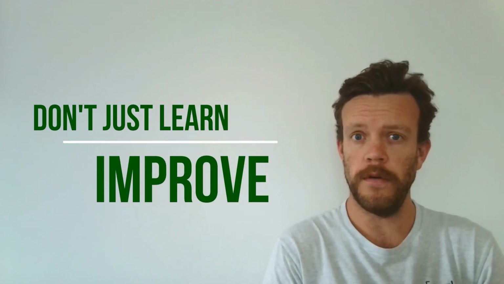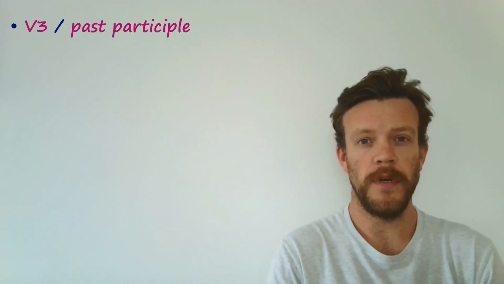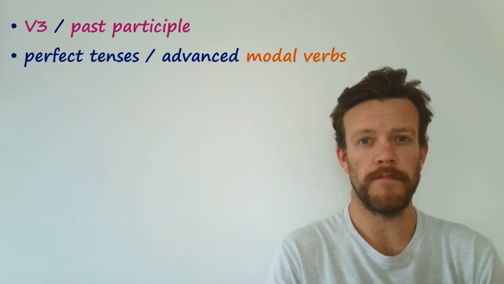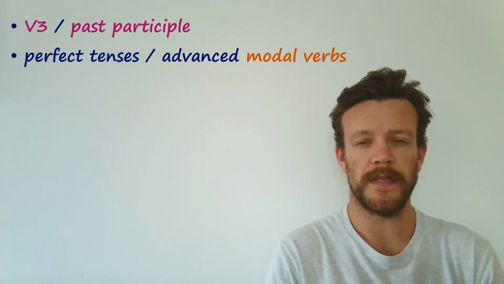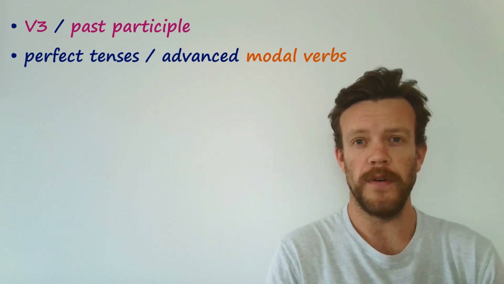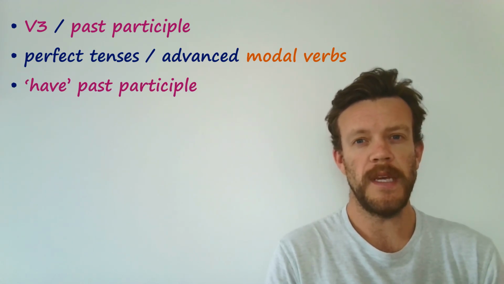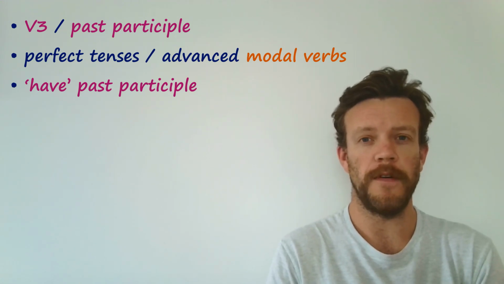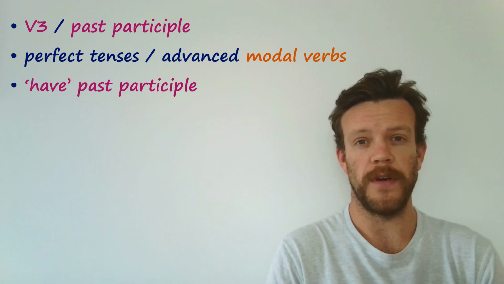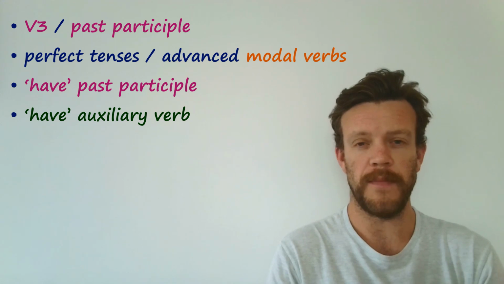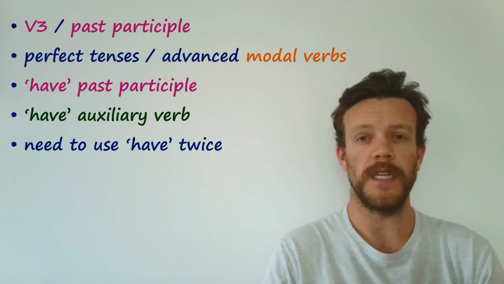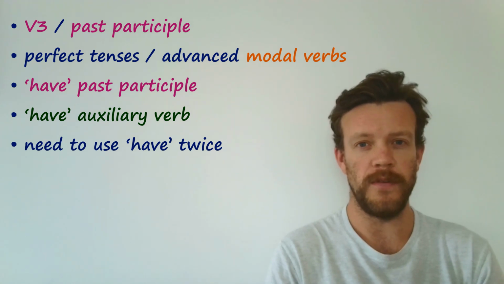Don't just learn, improve. So today we're going to look at something I quite often hear from my students with a specific past participle, or what I call V3. We use these with perfect tenses like present or past perfect, and also more advanced modal verb structures. The mistake happens with the past participle of have, because they need to use both have as a past participle, but also as an auxiliary verb in the structure. So they need to use it twice and often forget to do this.